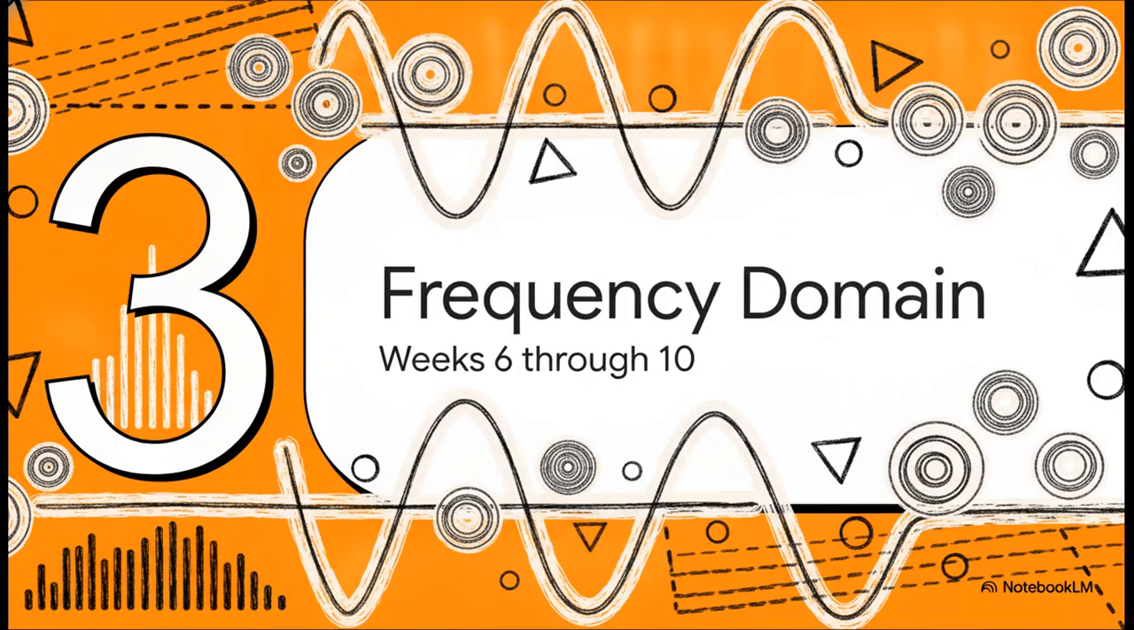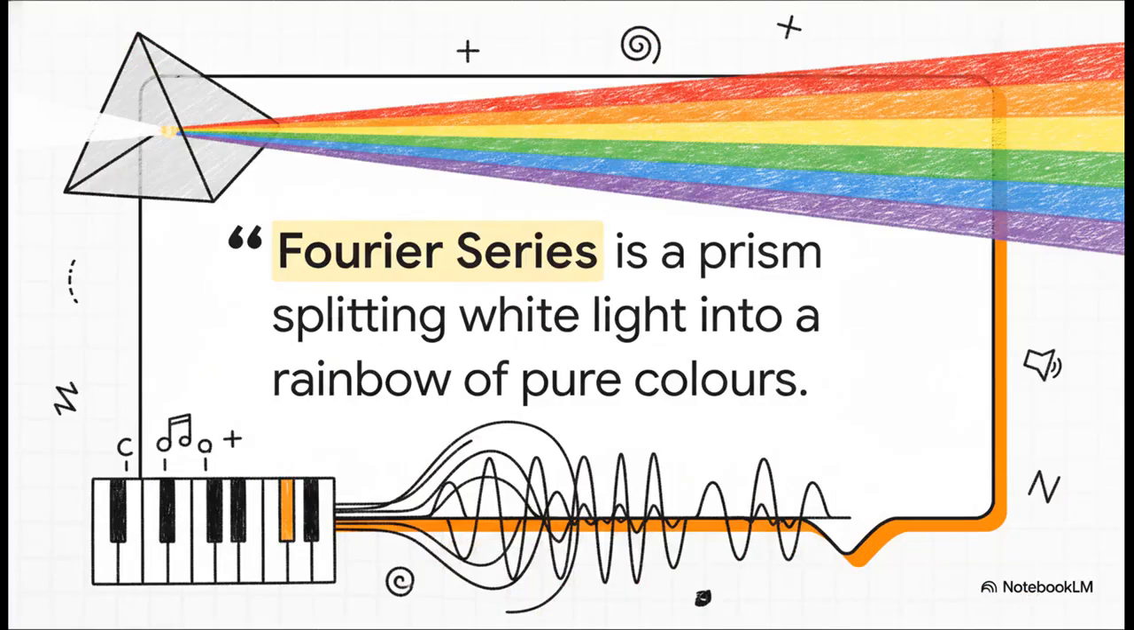All right, let's shift into Part 2, frequency domain. We are now in weeks 6 through 10. Now we're leaving the timeline behind to uncover some hidden harmonies within the signals. To introduce the Fourier series, the course uses this incredibly vivid simile. Fourier series is a prism splitting white light into a rainbow of pure colors.